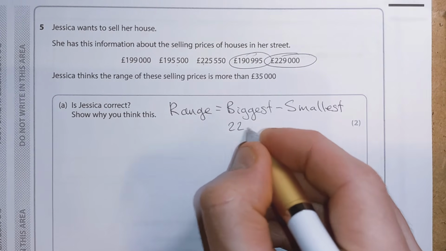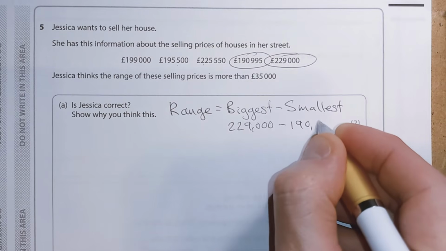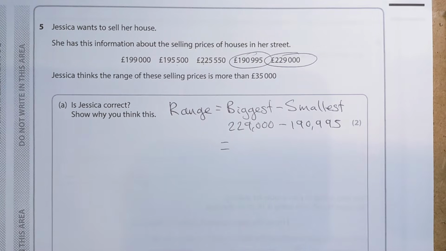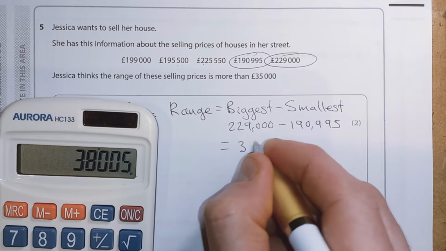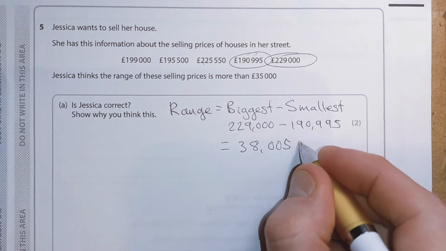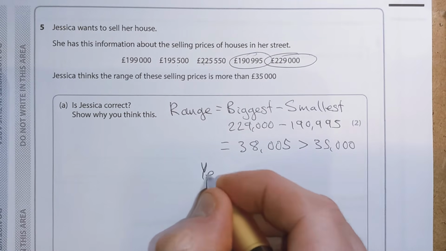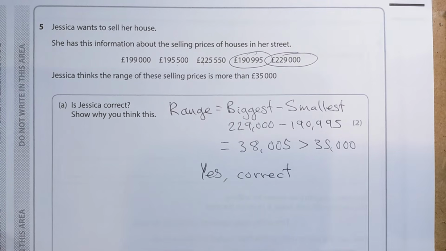So we want 229,000 minus 190,995. And we've got a range of 38,005, and that is more than 35,000. So yes, she's correct.